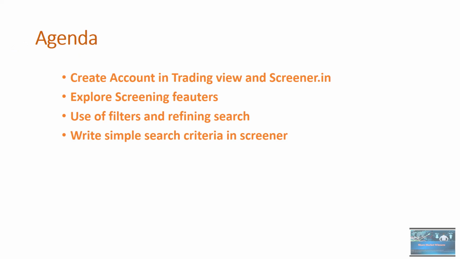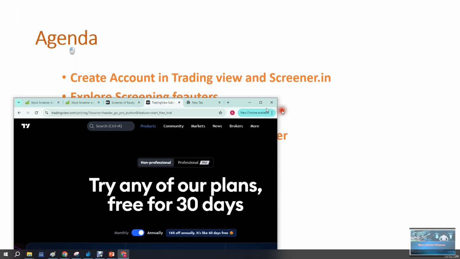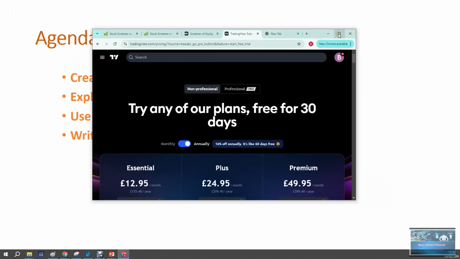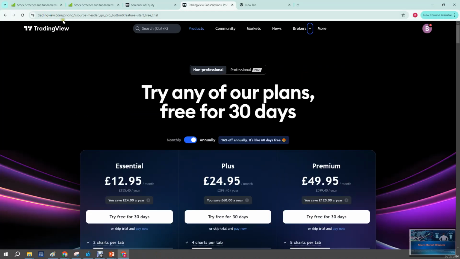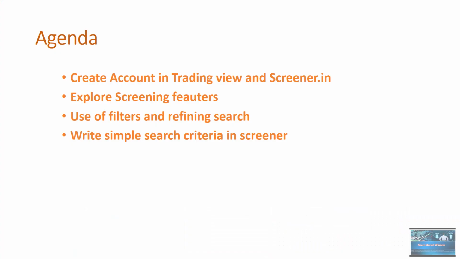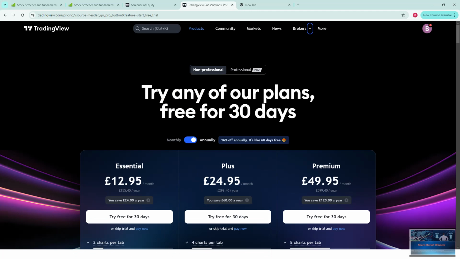So now we can see how to create an account. If you have one, well and good. If not, for people who are new to screener or TradingView, if you open tradingview.com, that will give you a view like this. Are you able to see my screen?